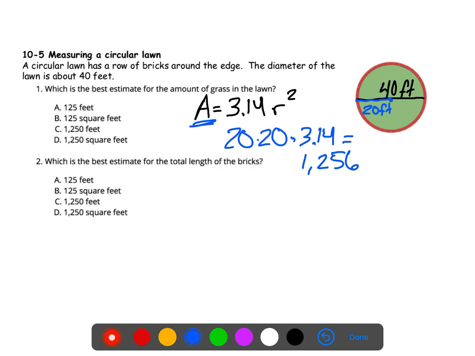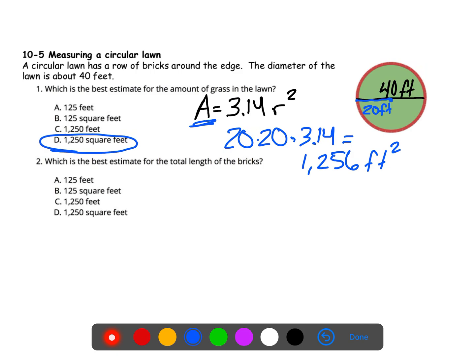Area is measured in square units, and in this case, it's square feet. And that's going to be important as we look at our answer choices, because I see two numbers that are close to our answer. One is in feet and one is in square feet. And since we're doing area, we have to measure that in square feet.